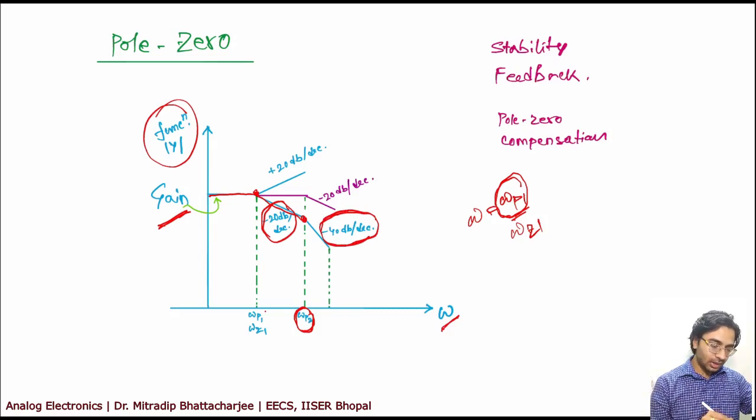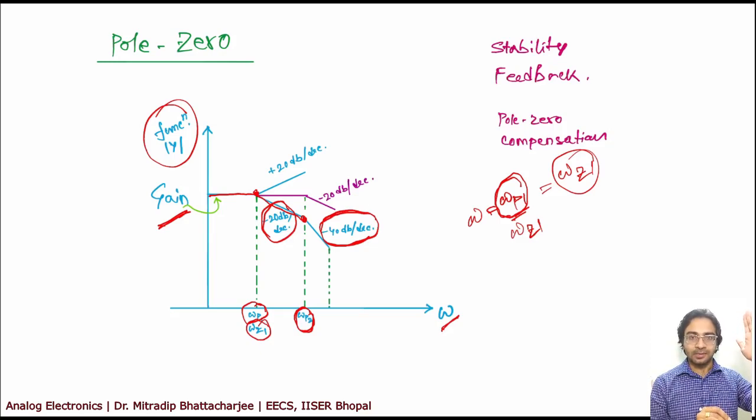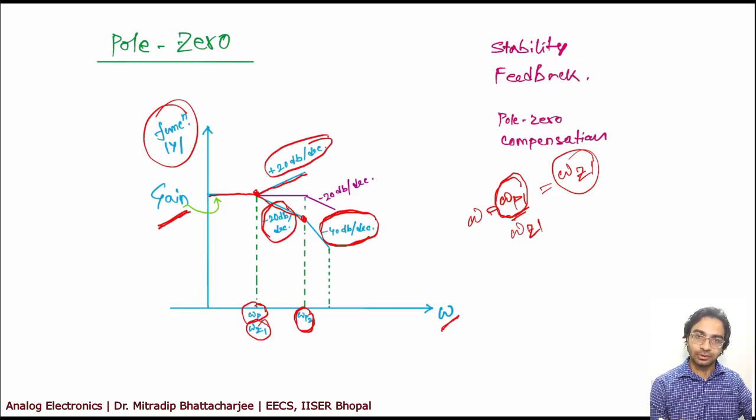However, say at WP1 you have a zero as well. That means WP1 is equal to WZ1. If you get a zero at a certain point, your function will start increasing. It is in the numerator, right? The zero terms are in the numerator. So if you find a zero at WZ1, where WZ1 and WP1 are equal, your gain is increasing at a rate of 20 dB per decade. The slope of this curve will be plus 20 dB per decade.